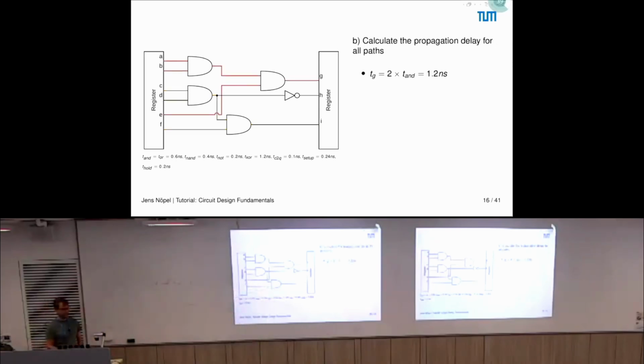So now the question, what are the propagation delays for the functions? For TG, the longest path is through those 2, which is why we have 2 times the delay of an AND gate, which is 1.2. For TH, we have exactly this path through those 2 gates, which is then T_AND plus T_NOT, makes 0.8 nanoseconds.